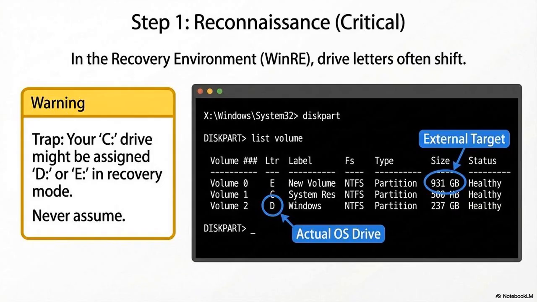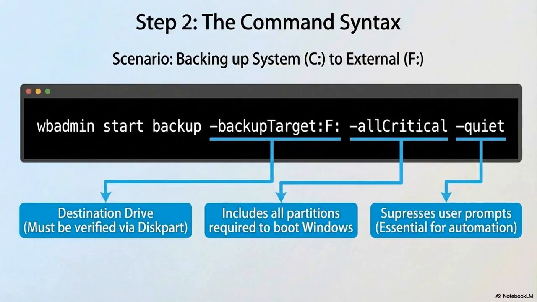So if your drive fails and you restore just C, the computer won't turn on. It'll just say no boot device found. That is terrifying, to go through all that work and still fail. It happens more often than you think. Using allCritical tells Windows, I don't care what you think I need. Scan the system, find everything required to boot, and grab it. It ensures you have a true bare metal recovery image.